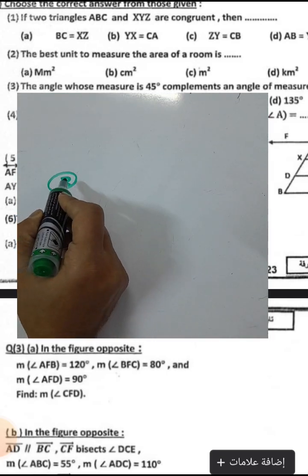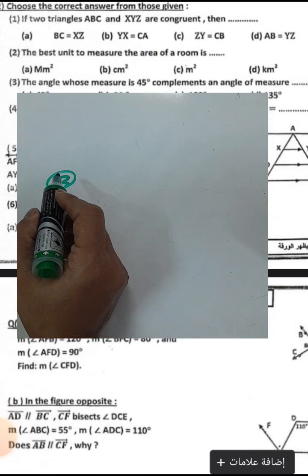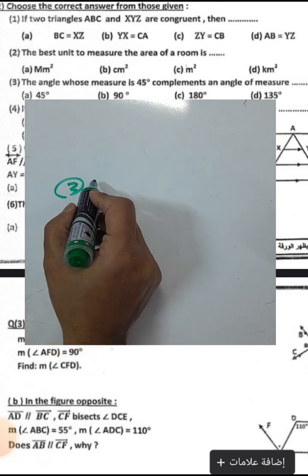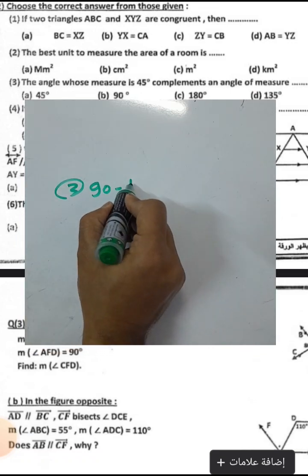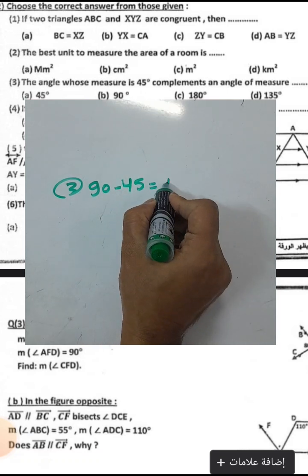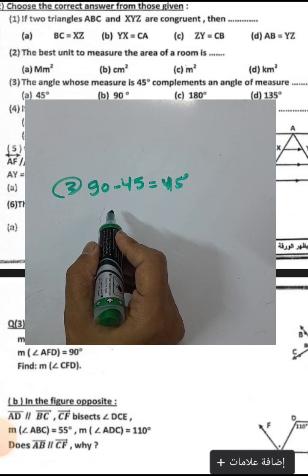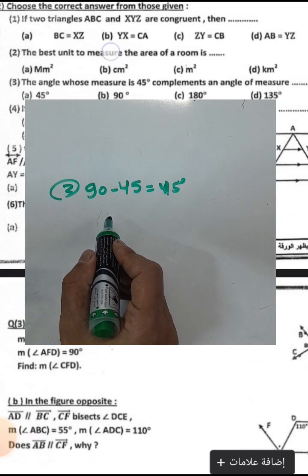Question number 3. The angle whose measure is 45 degrees complements an angle measuring what? Complements means 90 subtracted by 45, which is 45 degrees. These are called complementary angles, so the result here will be 45.